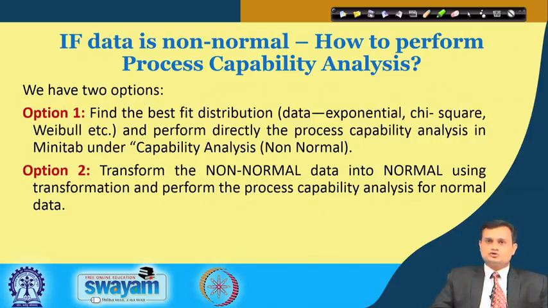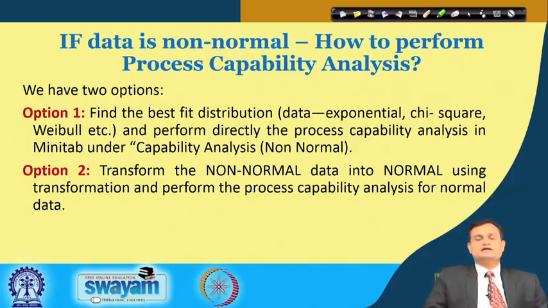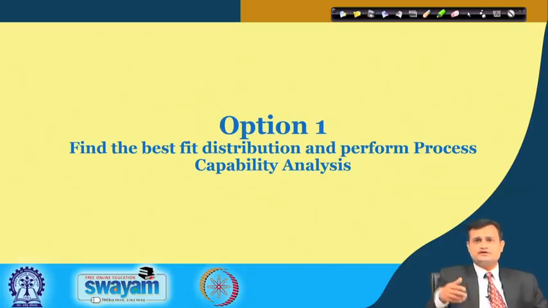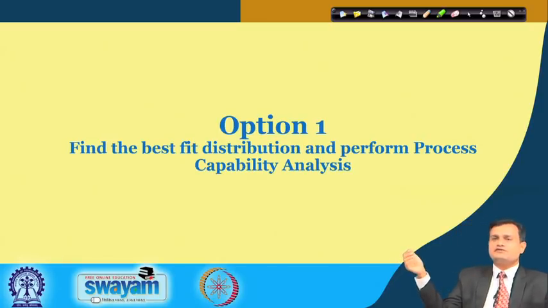If you do not want to do this, option 2 is to transform your data which is non-normal into normal using some kind of mathematical transformation, and then perform the process capability analysis with the simple normal data assumption. You can get the same result both ways, either option 1 or option 2. So, let us see how to execute the different options.